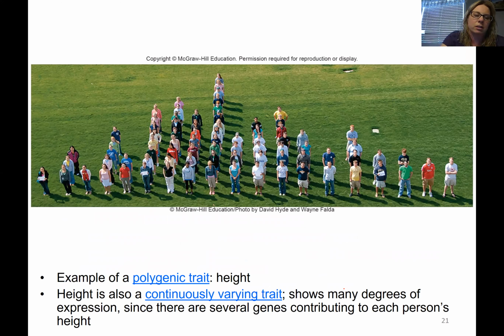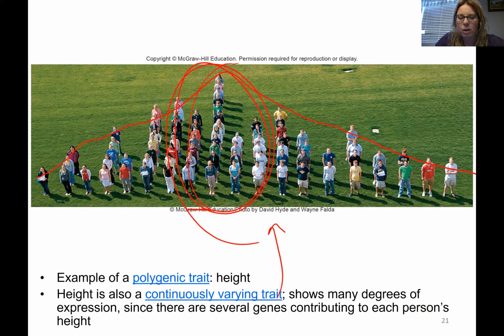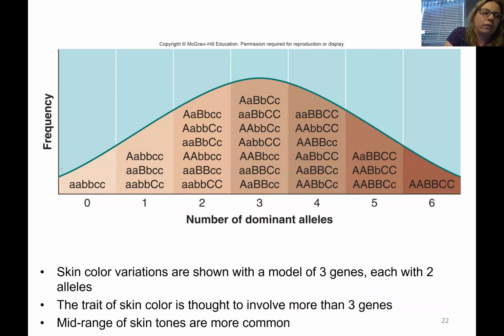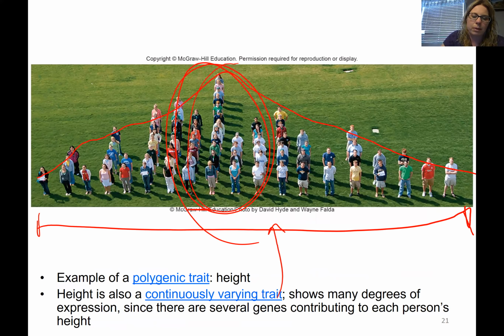And so here is a continuously varying trait. Okay, so you have some really short people, kind of short people, a little taller, tall, tall, tall, and really tall people, where you get most of them kind of around here in the median area. But it's continuously varying. You go from all the way really short to really tall. Or in the case of skin color, very, very pale to very, very dark. And you have variations in between. So these are polygenic traits.